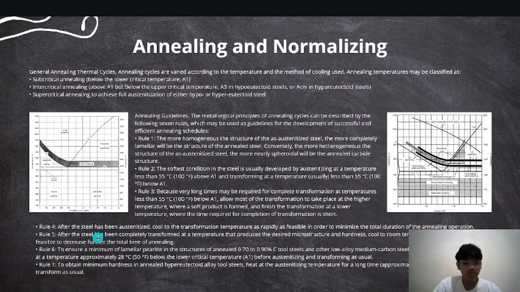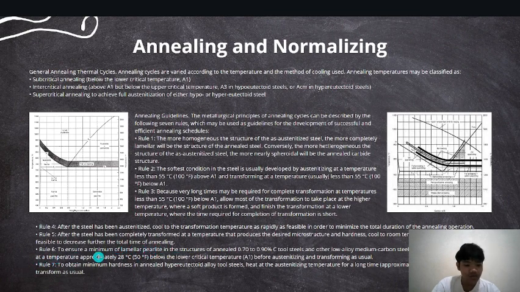Rule 4. After the steel has been austenitized, cool to the transformation temperature as rapidly as feasible in order to minimize the total duration of the annealing operation. Rule 5. After the steel has been completely transformed at the temperature that produces the desired microstructure and hardness, cool to room temperature as rapidly as feasible to minimize the total time of annealing.